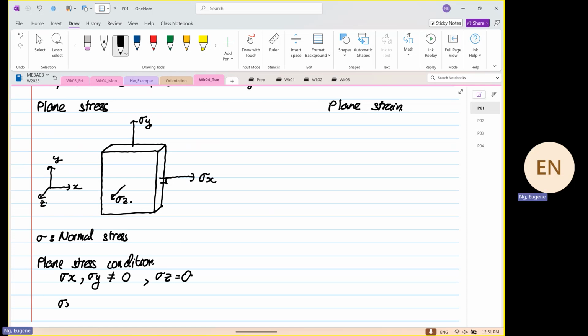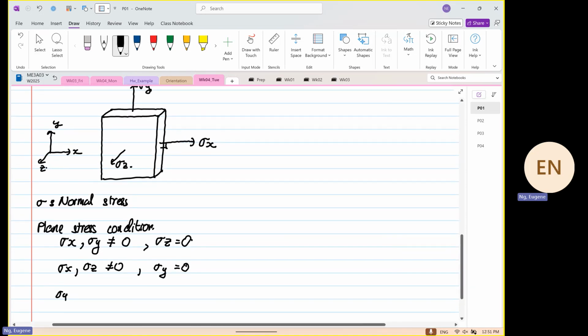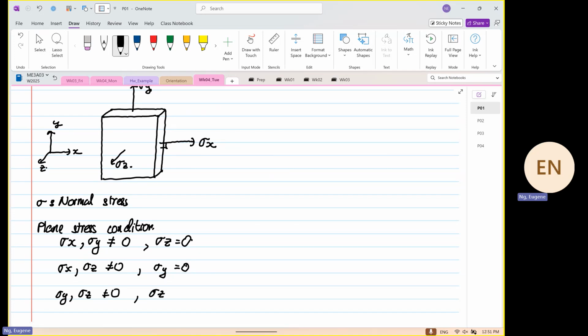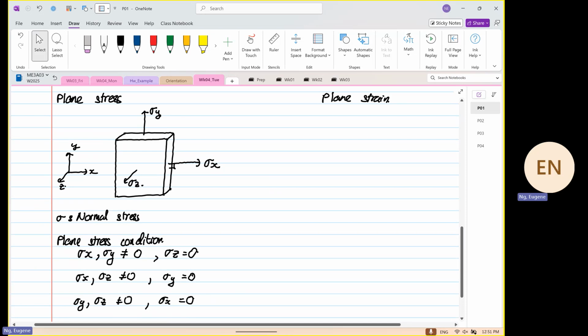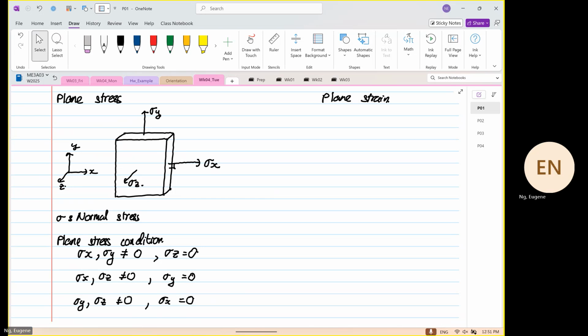It can also be stress X and stress Z is not equal to 0, stress Y is equal to 0. And it can also be stress Y and stress Z is not equal to 0, while stress X is equal to 0. This is how we define plane stress, okay? Some of you who are going to take finite element modeling for your technical elective, you have to know this. Those of you who are not taking it, you also have to know this because of 303 and this course. Are we clear? So that is what we define as plane stress condition.